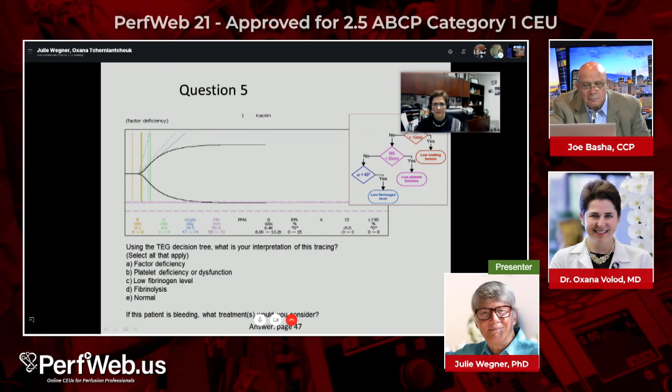All right, fifth question. What is the interpretation? The R value's not too bad. The MA is low, but it's within range. The angle is narrow, shallow. So I would say C, and Scott also says C, low fibrinogen. Yes, and that is correct. Cryoprecipitate, or if you have it available, fibrinogen concentrate as a treatment.